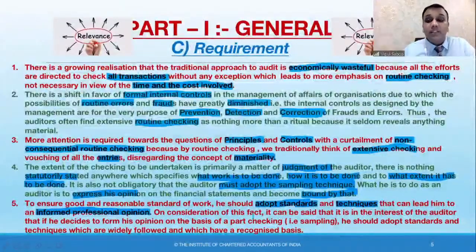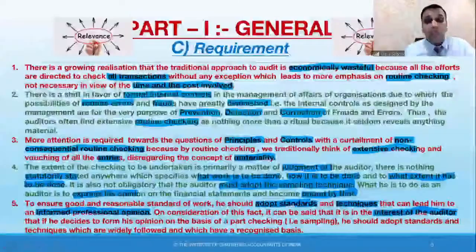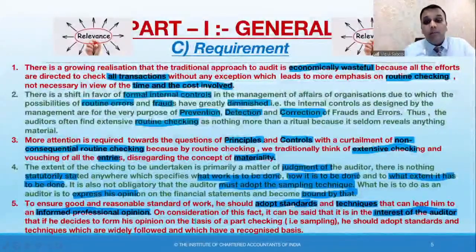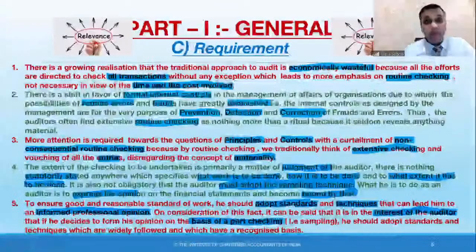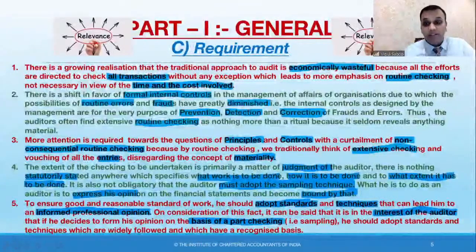So it is in the interest of the auditor if he decides to form his opinion on the basis of part checking. Part checking means he has not checked 100% of the population. If he is resorting to the use of sampling, he's not doing routine extensive checking, so there could be a little bit of risk.